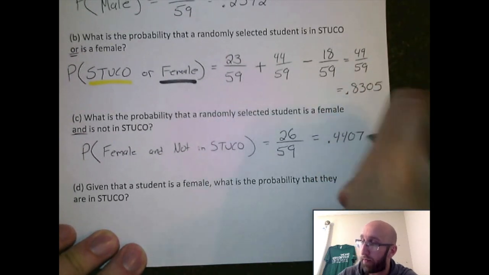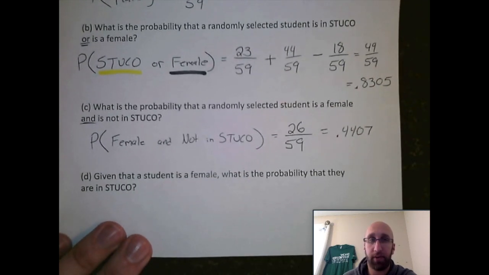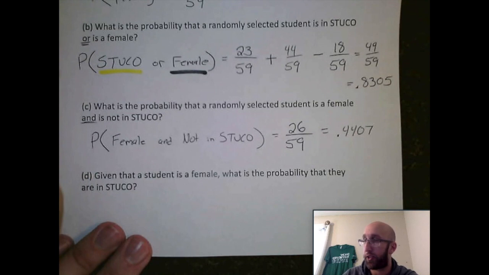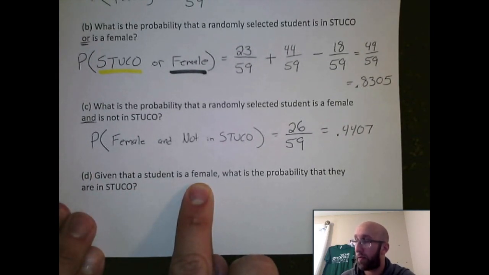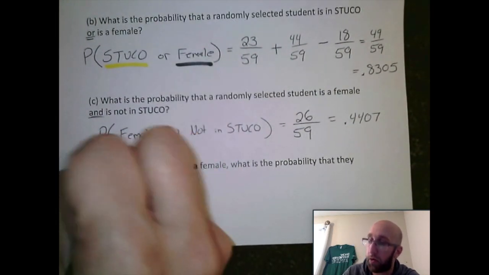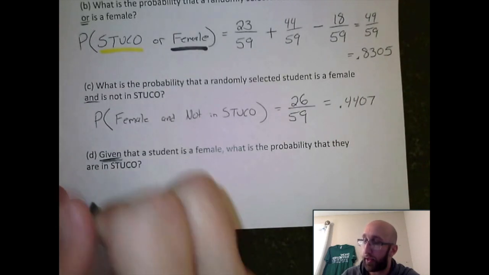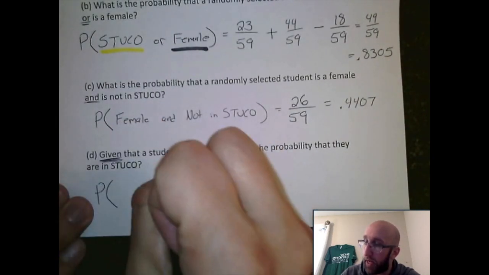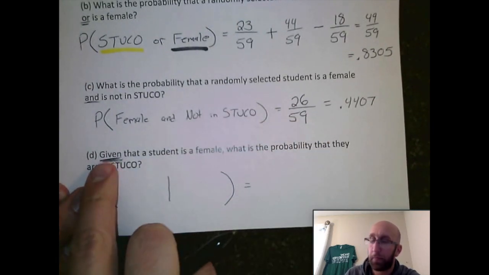By the way, if you divide those, if I want to go the decimal or percentage route, that is 44.07%. Final question here. Given that a student is female, what is the probability that they're in Stuco? So I am seeing one of our keywords jump off the page there. Given is jumping off the page. So set up the notation first, and then we'll go and try and figure this probability out.